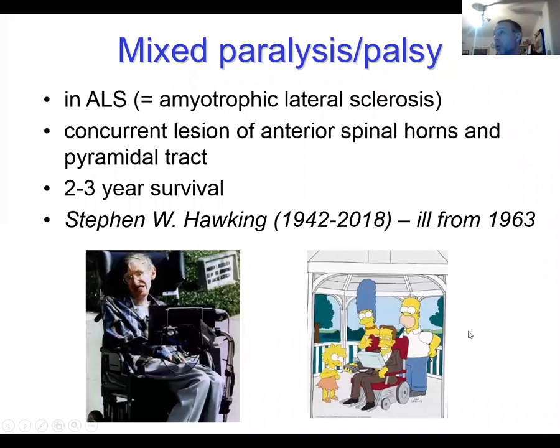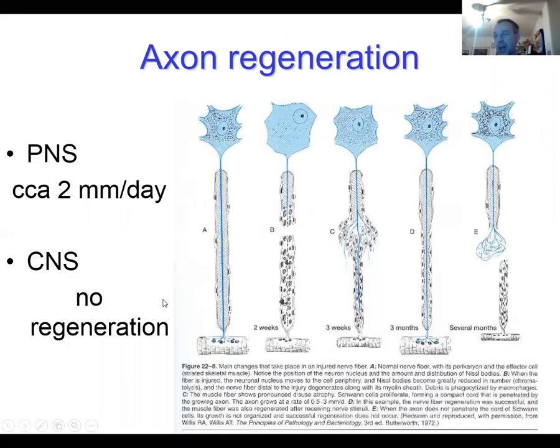And we can have a mixed palsy, which is quite rare, but still you can meet patients with so-called amyotrophic lateral sclerosis, and it means that we have the lesion both in the anterior spinal horns, that means in the alpha motor neurons, but also in the pyramidal tract. The survival is quite short, and the most famous personality who suffered from this disease was Stephen Hawking, and he lived exceptionally long with this disease.